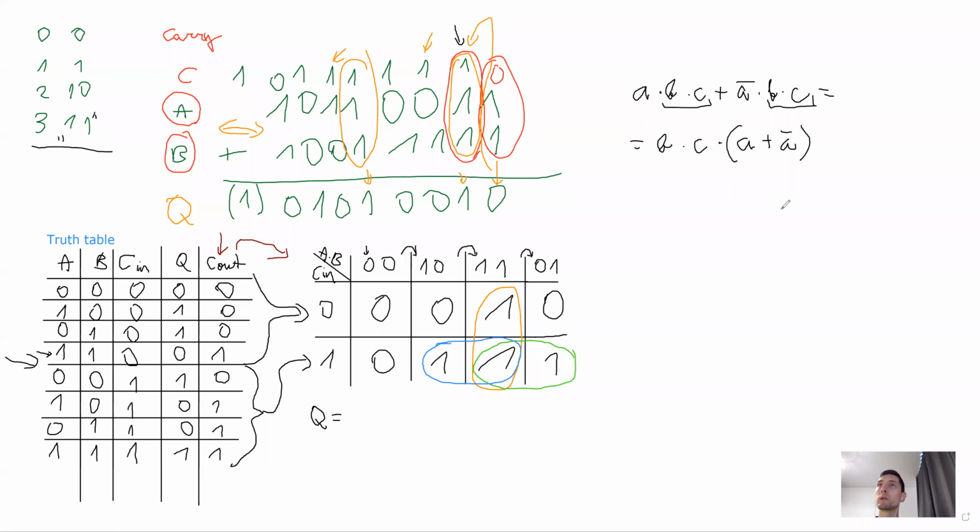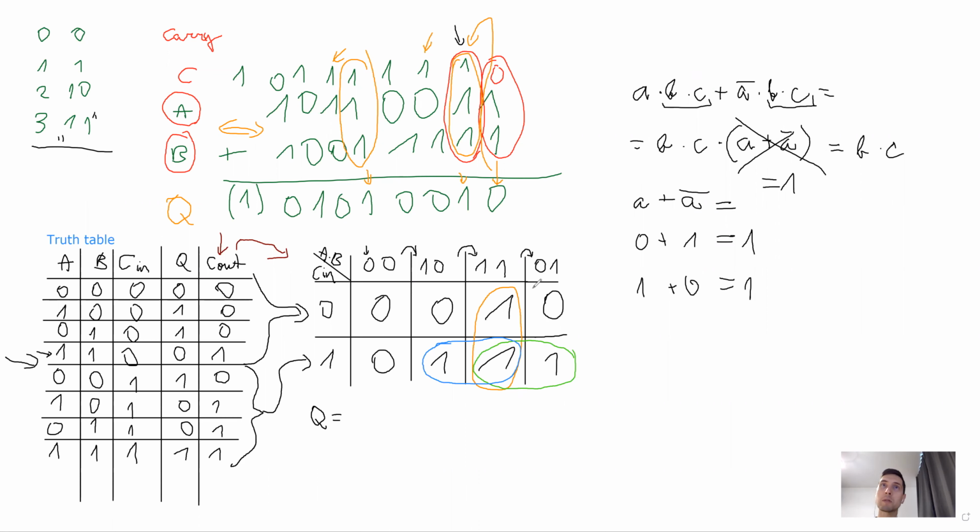And what is A plus A inverted? Let's say A is 0, then A inverted is 1, so it produces 1. And if A is 1 and A inverted is 0, because it's addition, we again get 1, so we can cancel this thing out, because this is equal to 1, and just write B times C. So if an element in 2 terms is inverted and not inverted, and the other ones are the same, then this cancels out and we can just throw it away.